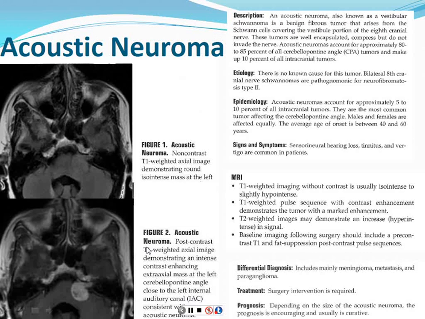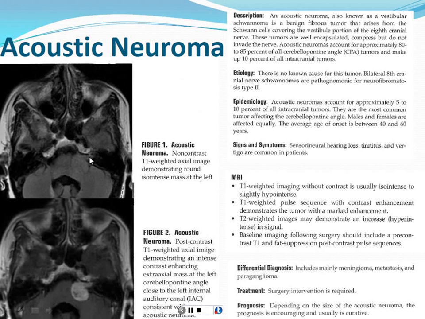This is an acoustic neuroma. It's a type of fibrous tumor that occurs around one of your cranial nerves. You have all these cranial nerves in your head. You could get tumors of any one of them. This one's a really characteristic one as far as location and as far as the imaging appearance.